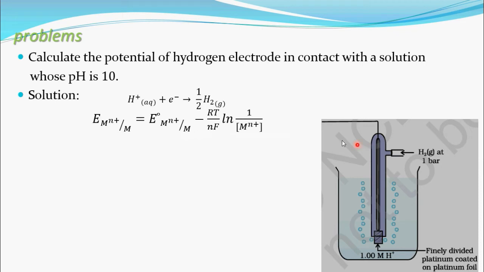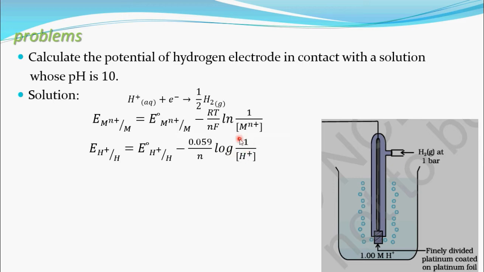You know that at any concentration we can calculate electrode potential by the Nernst equation. This is the Nernst equation for a general reaction. You have seen it. In this reaction, substitute for the hydrogen terms. So the reduction potential of hydrogen equals the standard reduction potential of hydrogen minus 0.059 by n into log of 1 by the concentration of H plus ions.